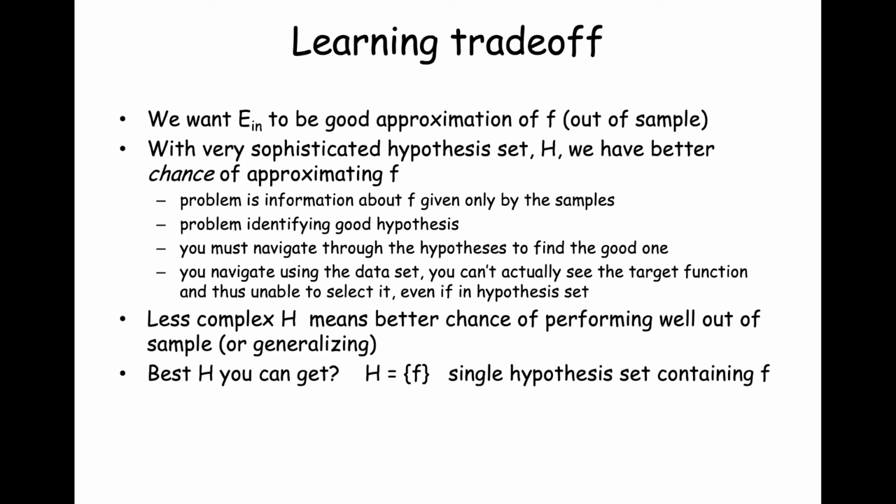And so how you do this navigation is using your data set. You actually can't see the target function. Maybe it's even inside that large hypothesis set. You can't see it. And therefore, you're unable to select it, even if it is inside of a very large hypothesis set. And so having a less complex, a notionally smaller or less complex hypothesis set means you have a better chance of performing well out of sample or generalizing.